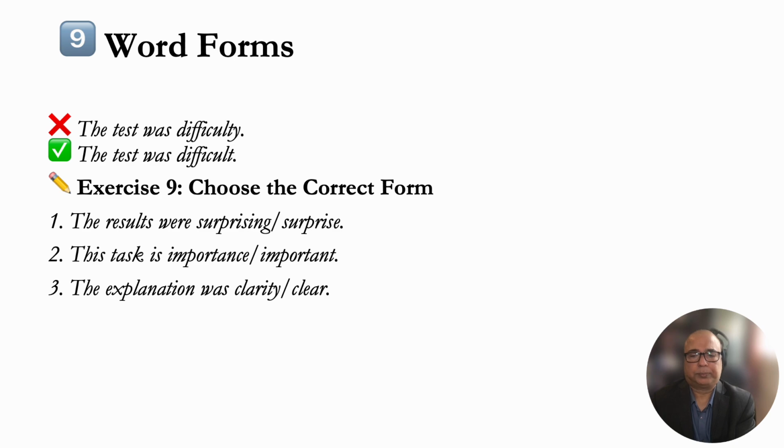Word forms. So a word takes on different forms. The endings change, right? Like hard and hardly, product and productive, producer, productively, production. The test was difficulty. The test was difficult. Difficulty is a noun. Difficult is an adjective. Okay, so choose the correct form. I've given you 2 forms for each sentence, and your task is to choose the correct one.